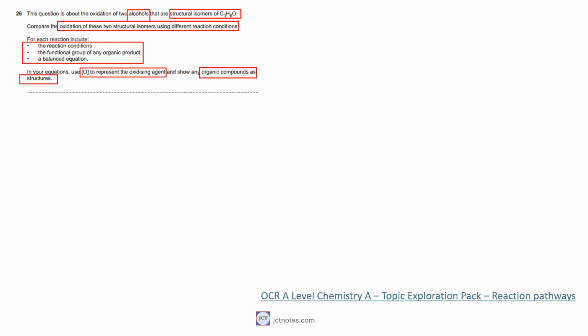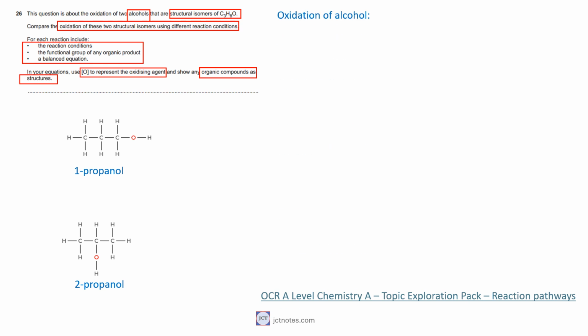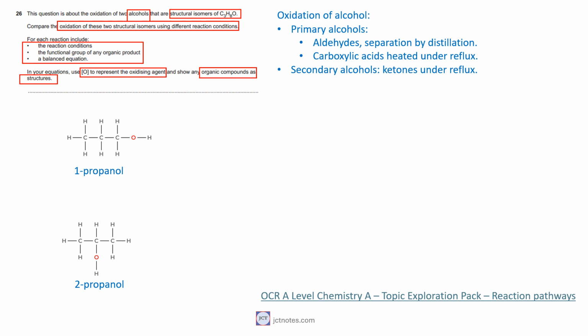The formula indicates that the structural isomers are saturated alcohols with 3 carbons. We have 2 possible options, 1-propanol and 2-propanol. The oxidation of the alcohol depends whether it is a primary alcohol or a secondary alcohol. In primary alcohols, we can get aldehydes if we separate the products by distillation, carboxylic acids if we heat under reflux. In secondary alcohols, we get ketones under reflux. Tertiary alcohols do not oxidize. In all cases, we get water as a by-product, easy to forget in the exam and lose marks.